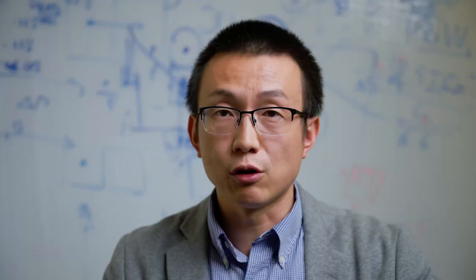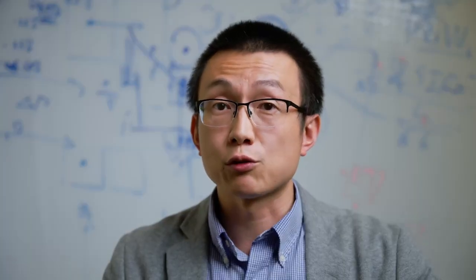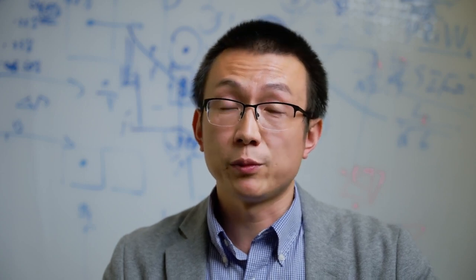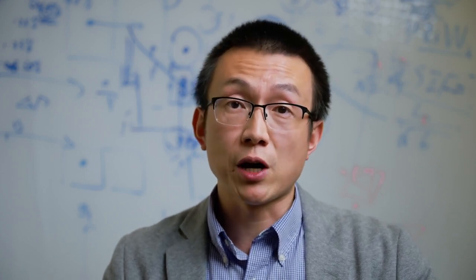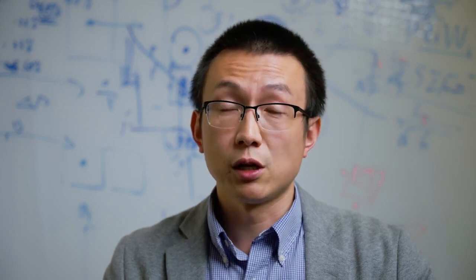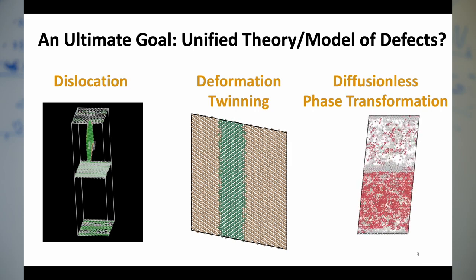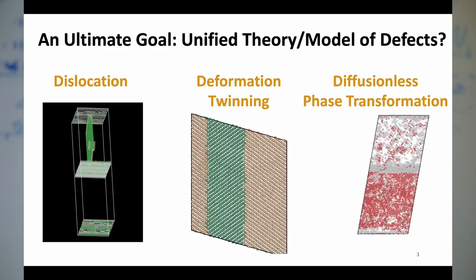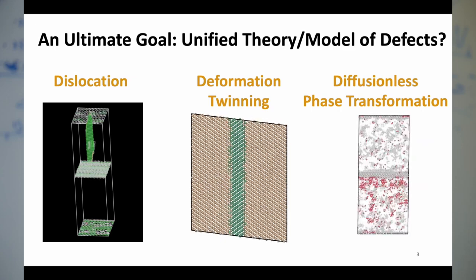The ultimate goal of my research career is to try to build a unified theory and models for those kinds of defects. You may know all kinds of defects from your undergraduate course, like vacancy, dislocation, or grain boundaries. There are already well-established theories for each type of defect. But still, there is a lack of a universal model or theory to predict their behavior together.